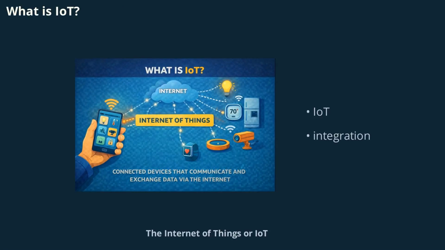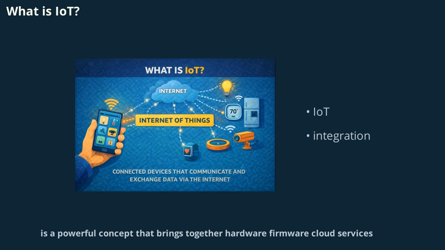Internet of Things, or IoT, is a powerful concept that brings together hardware, firmware, cloud services, and user-facing applications. It's not just about connecting devices, it's about solving real-world problems by making things smarter and more responsive. IoT projects often require a blend of engineering disciplines, from electronics to software development. By understanding how these elements work together, you can design solutions that are robust, scalable, and user-friendly. Let's see how this integration shapes the development process.